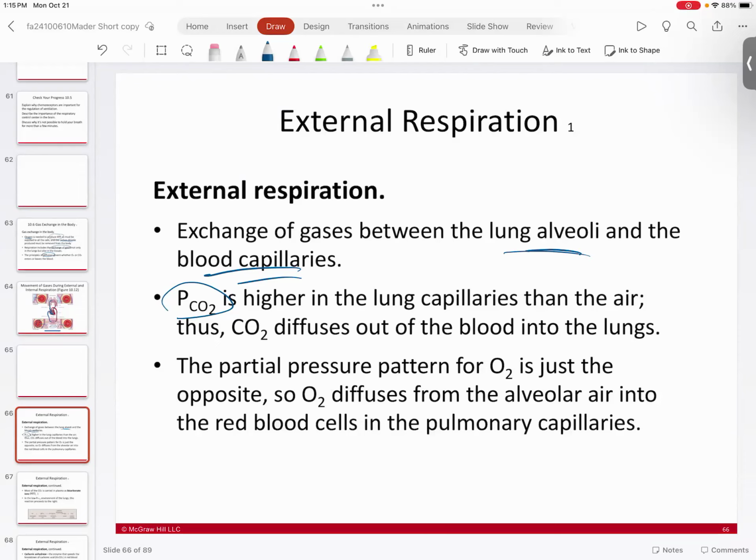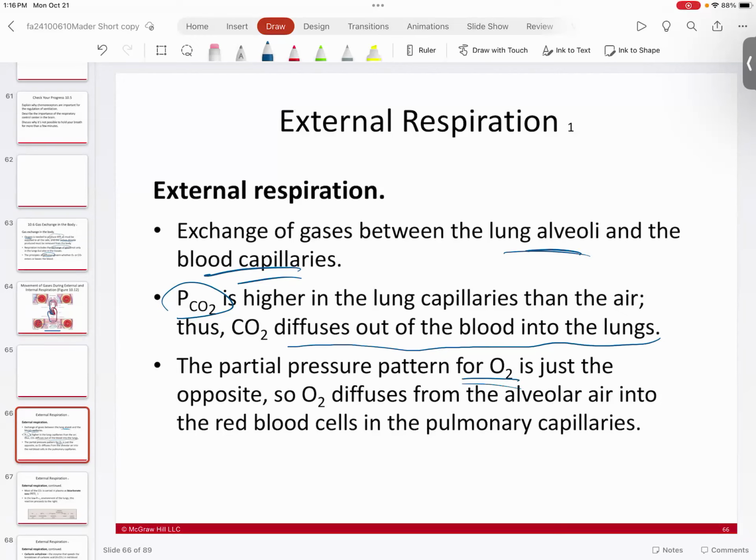It's been building up inside your body. Since it's high on the inside and not so much on the outside, it's going to diffuse from high to low. It's going to be leaving the blood and going into the lungs, because the partial pressure of CO2 inside of us is much higher than what's in the atmosphere. Okay. The converse is also true, right? You have the same kind of idea for the intake of oxygen.